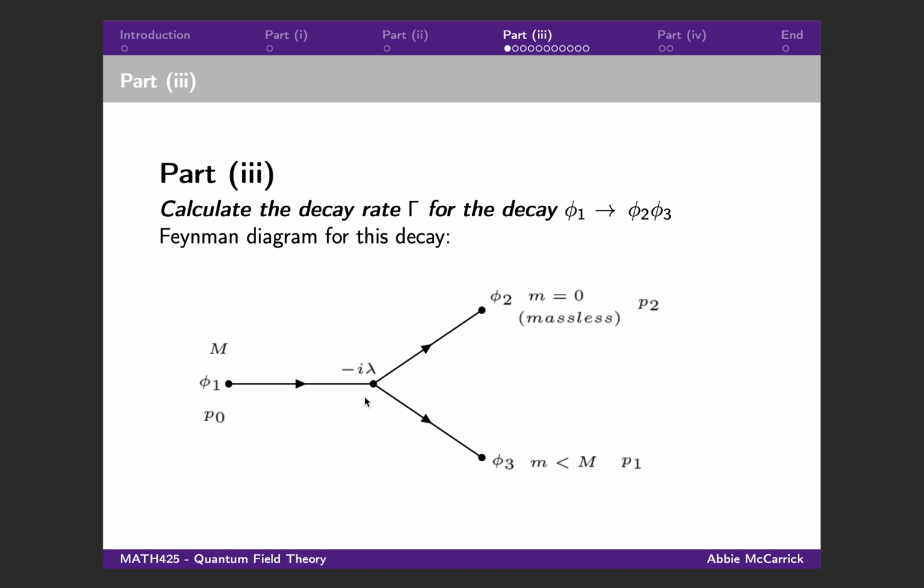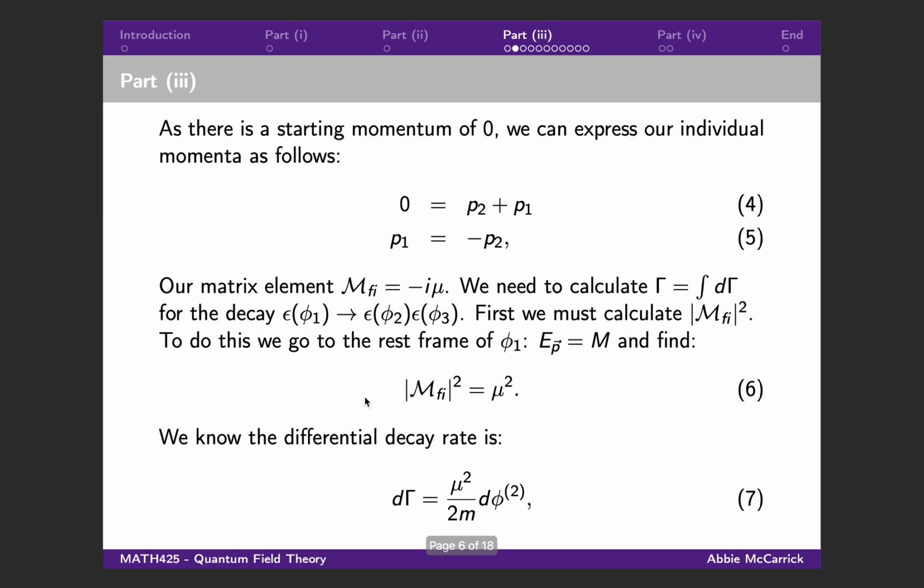Now moving on to the more mathematical side of this calculation, we can start by expressing the momentum. We start with a momentum of 0, as mentioned briefly on the Feynman diagram. Using this fact, we can express our individual momenta as follows. Here we use the conservation of momentum, and we start with our initial momentum of 0 and our final momentum of p2 plus p1. Simplifying that further, we see that p1 is equivalent to minus p2 and vice versa, so p2 is equivalent to minus p1. We will be using this later on to simplify our integrals down.